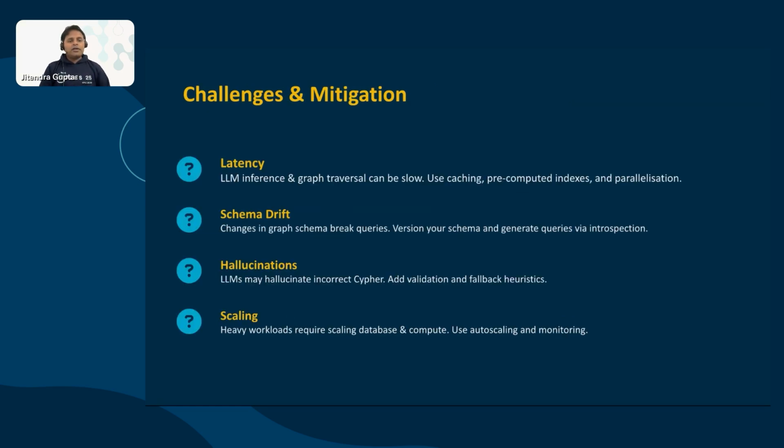If we look at the challenges, the very first challenge is latency. LLM inference and graph traversal can be slow depending on how we have handled caching, whether we have pre-computed indexes or not, and whether we have done any parallelization. Based on those scenarios, we should be able to tackle the latency.